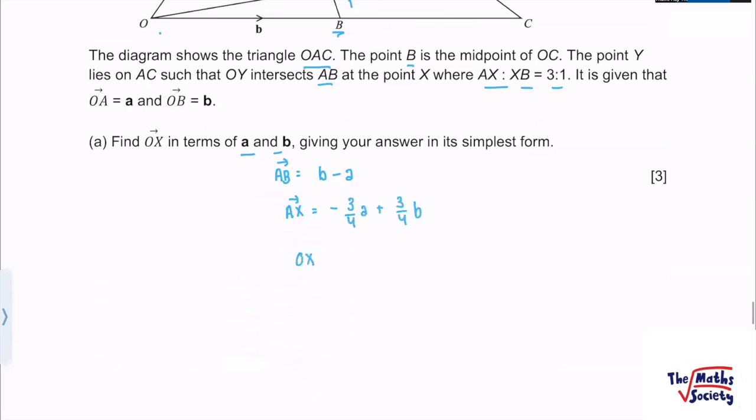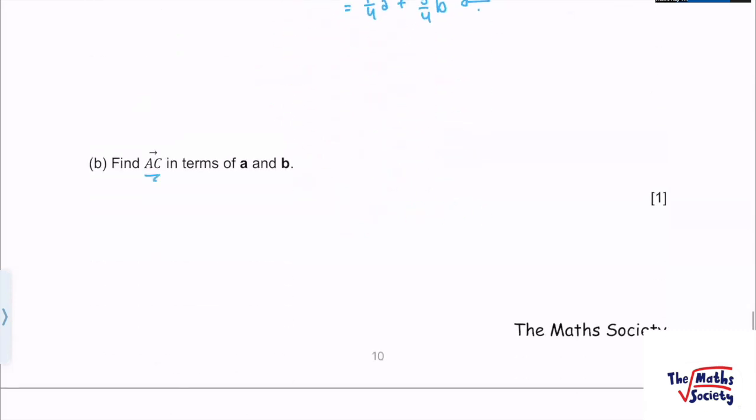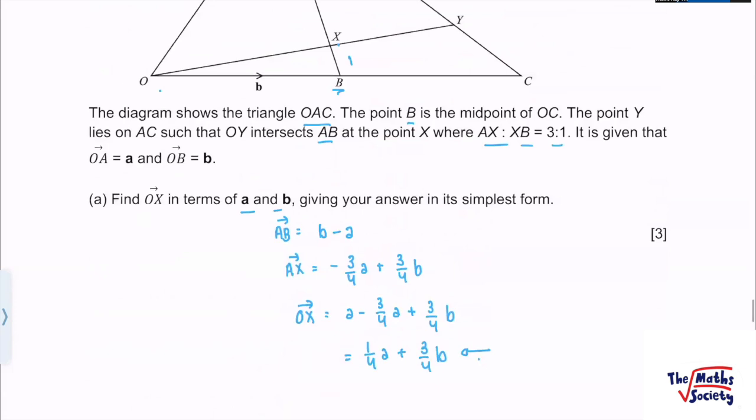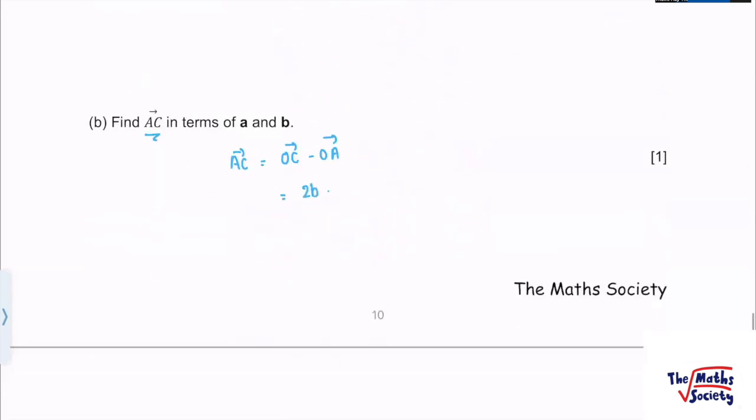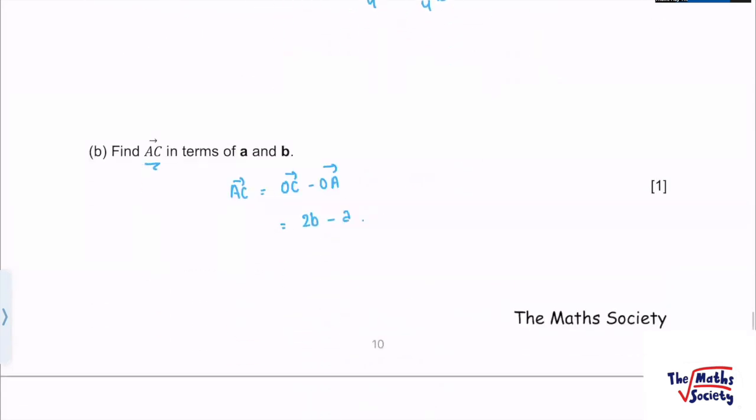So to find OX is just going to be A minus 3 by 4 A plus 3 by 4 B. So that's going to result in 1 by 4 A plus 3 by 4 B. And that is your OX. And B says find AC in terms of A and B. So AC, we know that it's just OC minus OA. OC, we know that B is a midpoint, so we have 2B. Minus OA was just A. So that's just your AC.